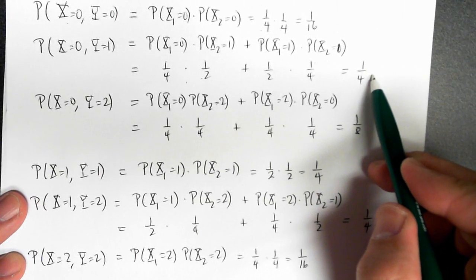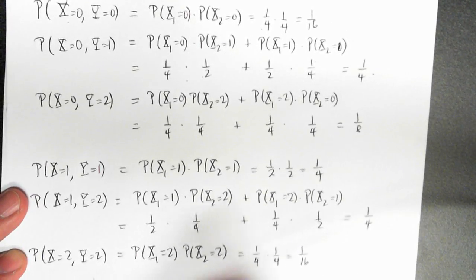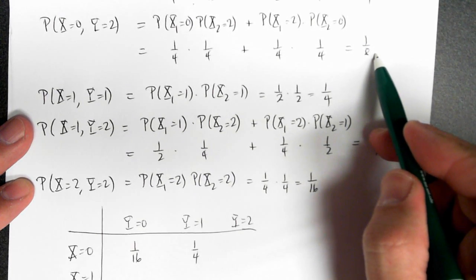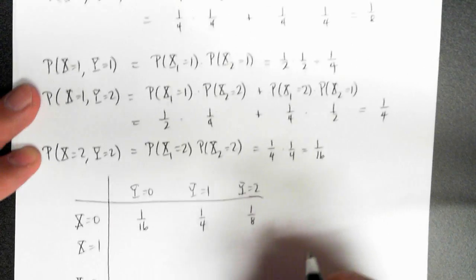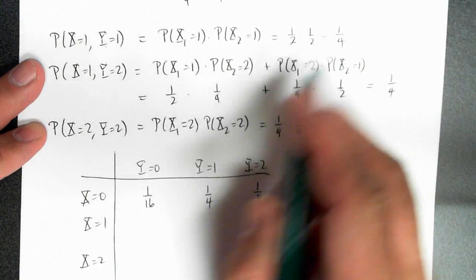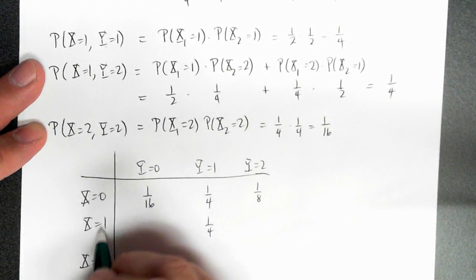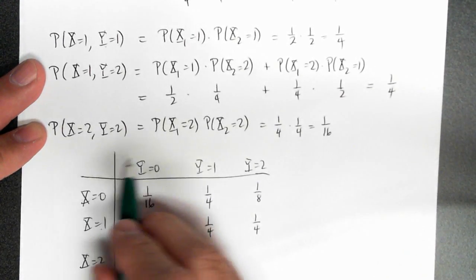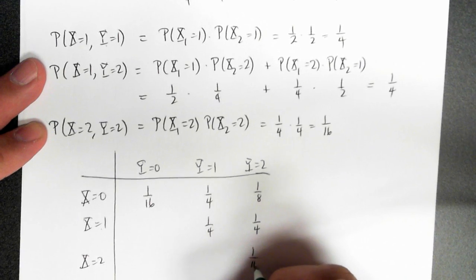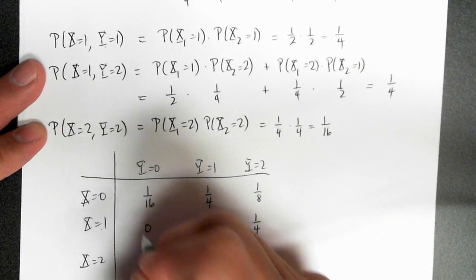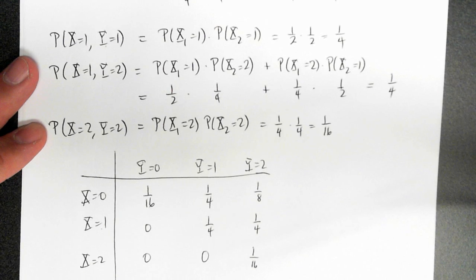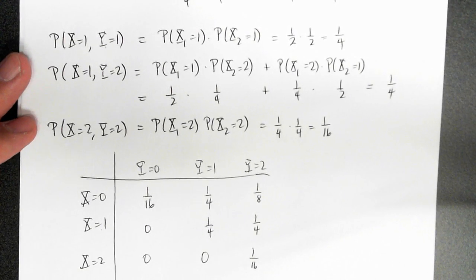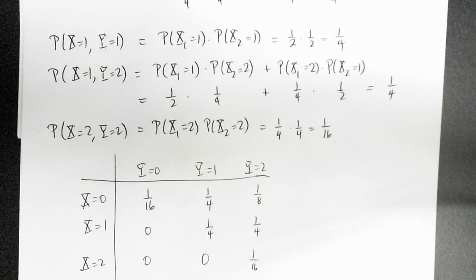X equals 0, y equals 1 is 1/4, so that goes here. X equals 0, y equals 2 is 1/8. X equals 1, y equals 1 is a fourth. X equals 1, y equals 2 is also a fourth. And x equals 2, y equals 2 is 1/16, and these others are 0. So that is the joint distribution of the minimum and the maximum of heads that appear on these 2 different coins.